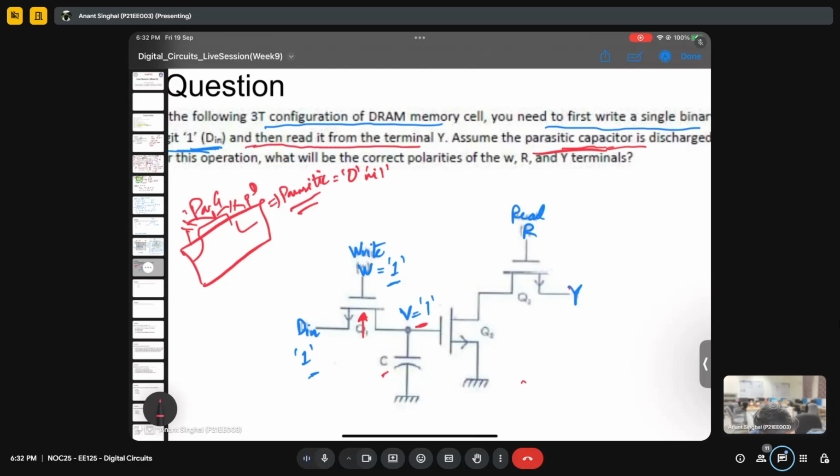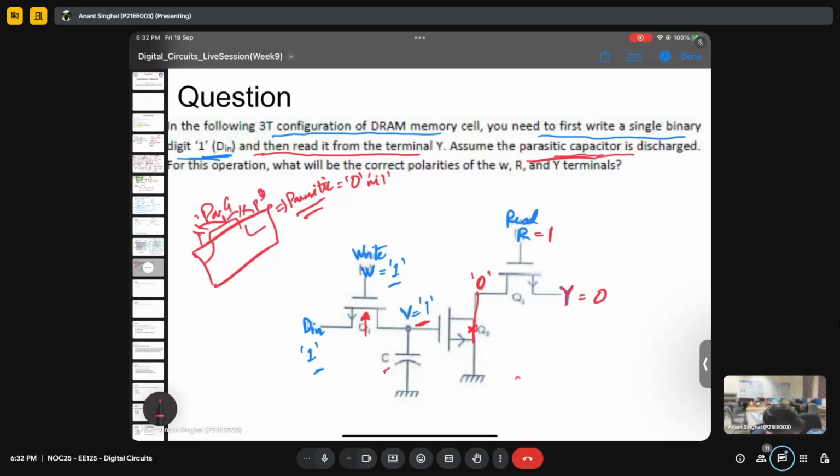Once we have a V here, the question says to read it from terminal Y. Y is here. Once we have a 1 here, this transistor will turn on, so this will be like a short circuit. Once we have a short circuit, this is nothing but 0. Is it clear to everyone? Now just to read this, you will make it 1. So Y will be 0.